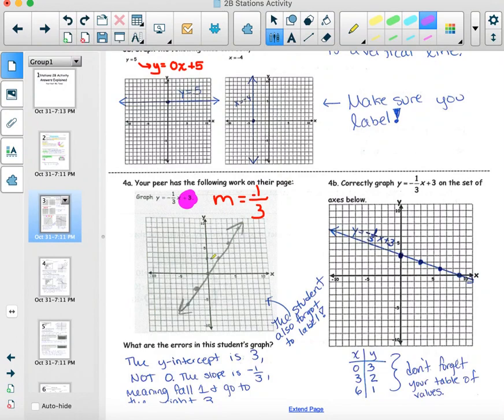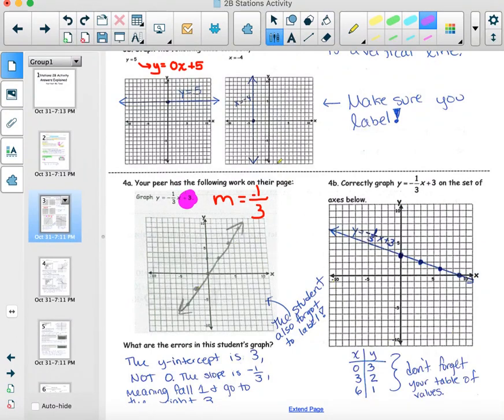So I should be starting, and you can actually see here, one of your peers actually has a dot initially on the 3, and then maybe they got confused and brought it back down. Okay, so the y-intercept is 3, not 0. The slope is -1 over 3, meaning we're going to fall by 1 and then run to the right by 3. So over here on the right is where I have this correctly graphed.